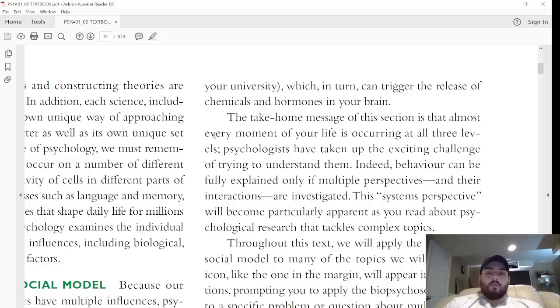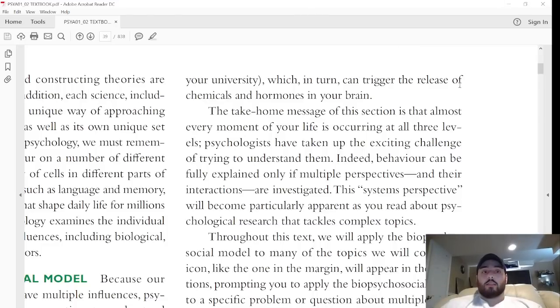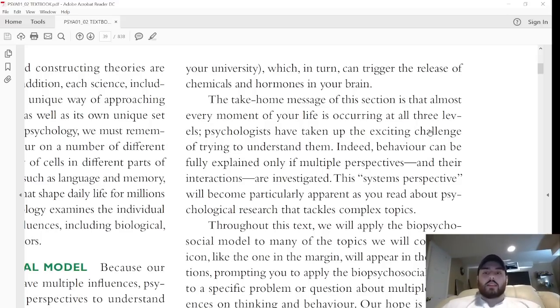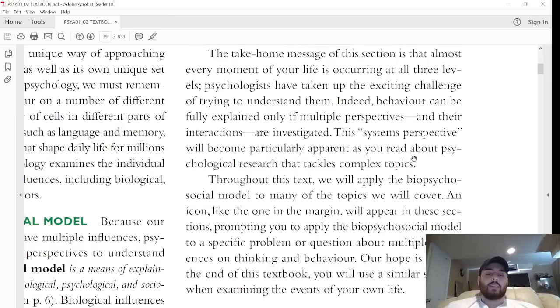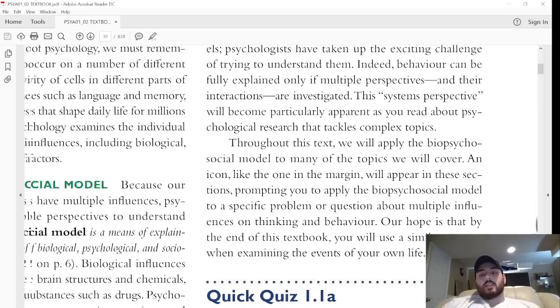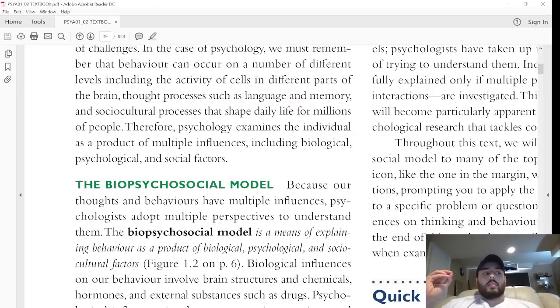And essentially the take-home message of this section is that every waking moment of your day is taking place at these three components of the biopsychosocial model. And it is triggering either the good or the bad in your brain, either chemical or hormone, right? So psychologists have taken up the exciting challenge of trying to understand them. Indeed, behavior can be fully explained only if multiple perspectives and their interactions are investigated. This systems perspective will become particularly apparent as you read about psychological research that tackles complex topics, right? So that's a key takeaway from the biopsychosocial model: there are three components to it, and at every moment in our life, essentially we're being influenced by these three components, right?